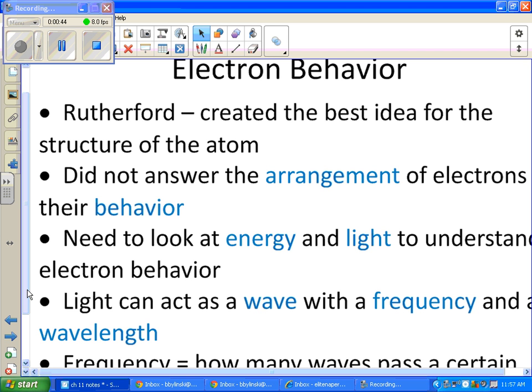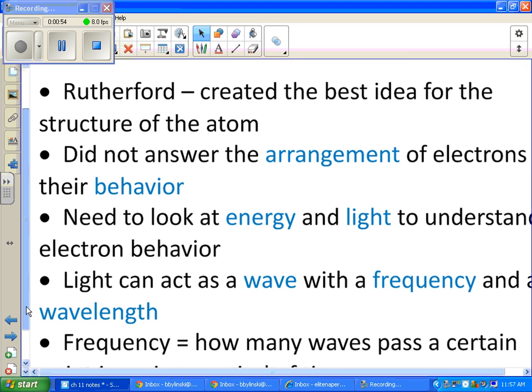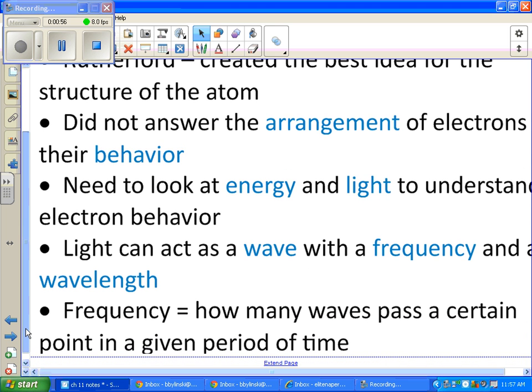And what we're first going to take a look at is the need to look at the energy and the light in terms of understanding electron behavior. And if you had physical science, this might sound familiar. Light can act as a wave, and if you remember, waves have a frequency and they have a wavelength. And frequency is how many waves pass a certain point in a given period of time. It's how frequent it passes, right?